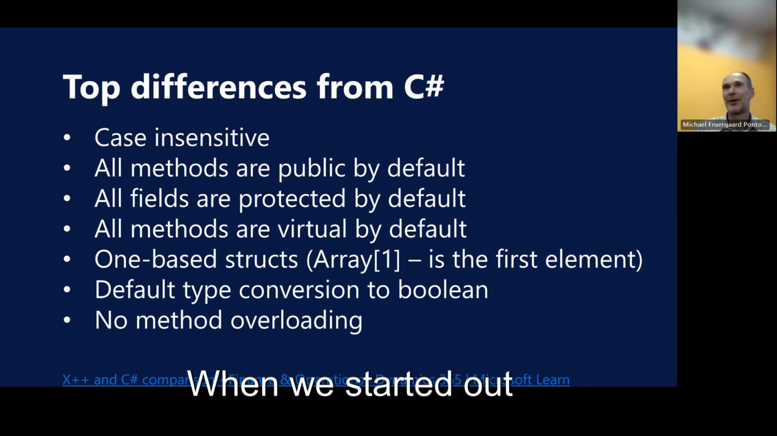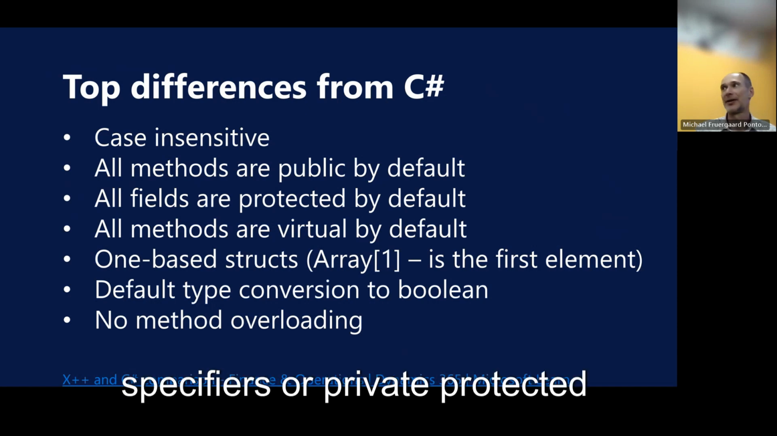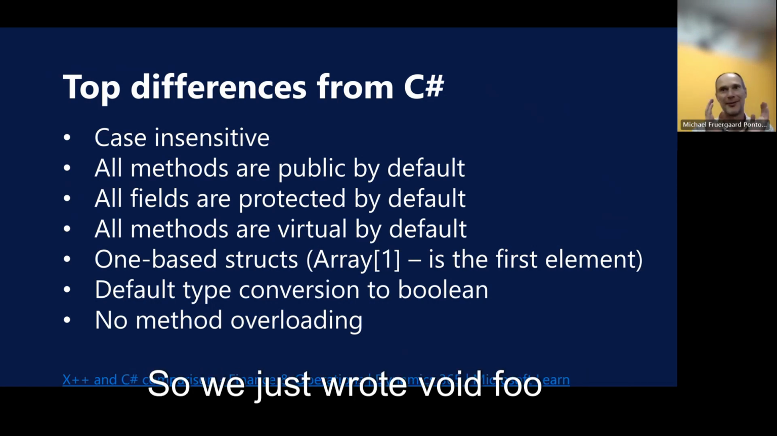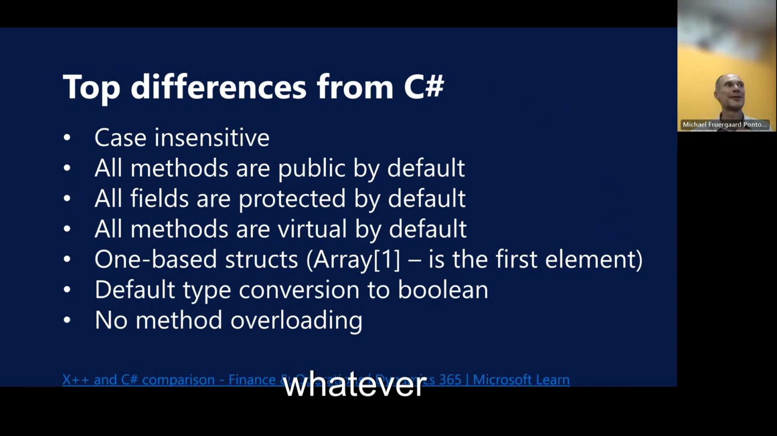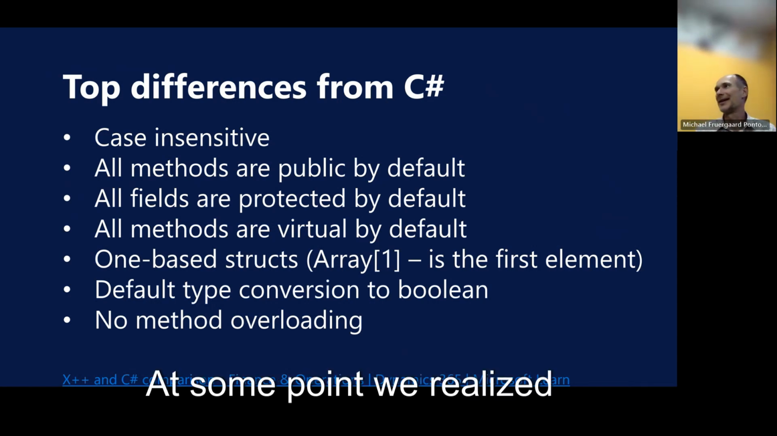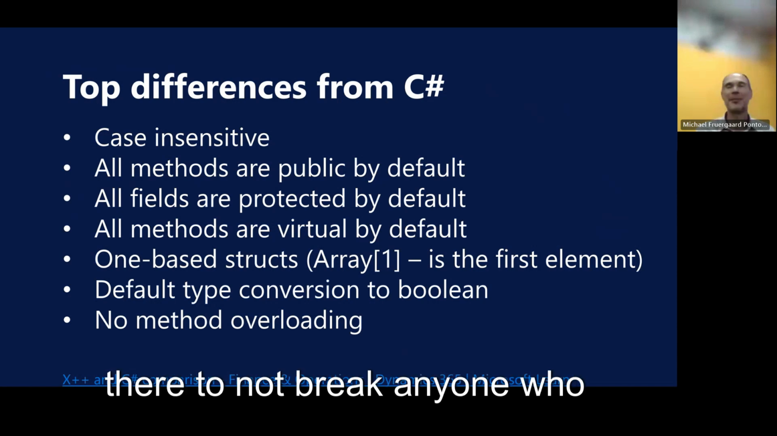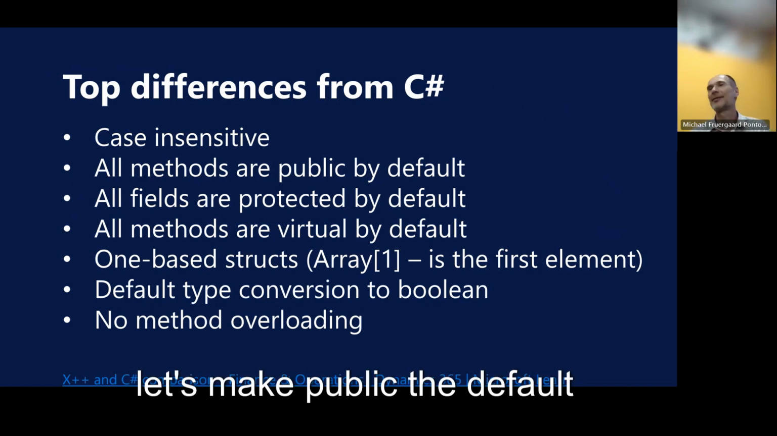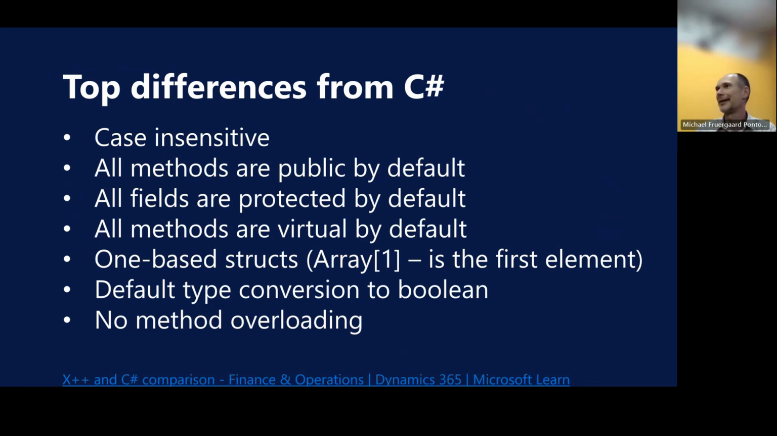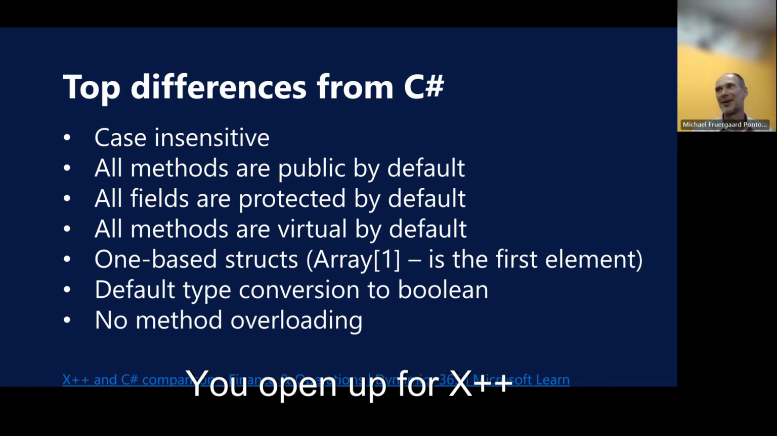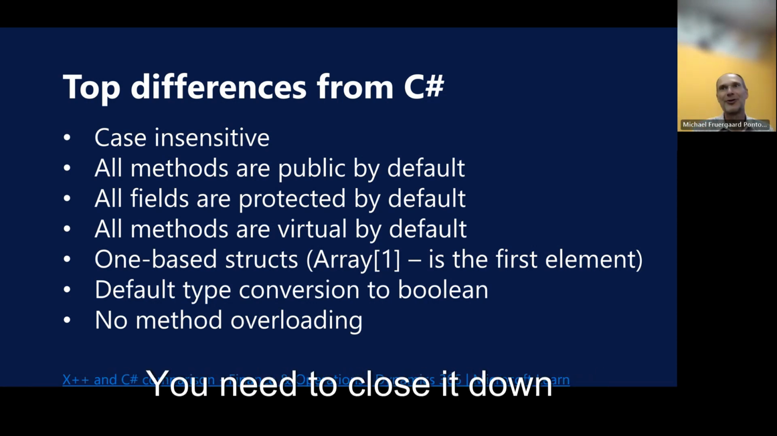When we started out, X++ didn't have access specifiers, so private, protected, public. We didn't have any of those. So you just wrote void, foo, whatever, right? At some point, we realized, hey, we need access specifiers. And then since there was so much out there to not break anyone, we said, hey, let's make public the default. That's very different from other languages. Here, private is default, you open up. In X++, it's mostly the other way around. You need to close it down.